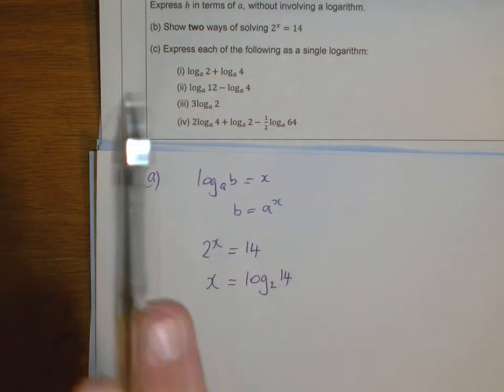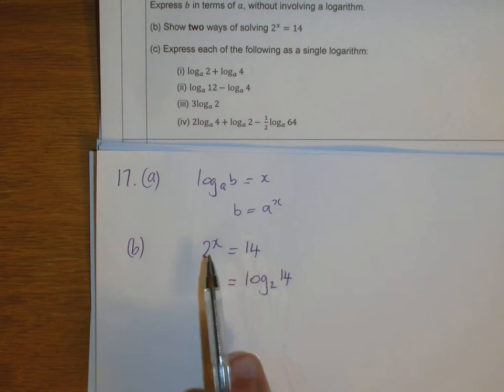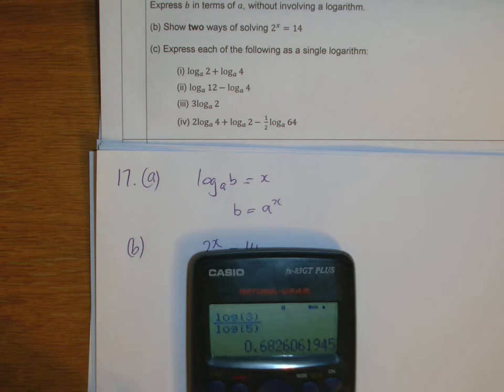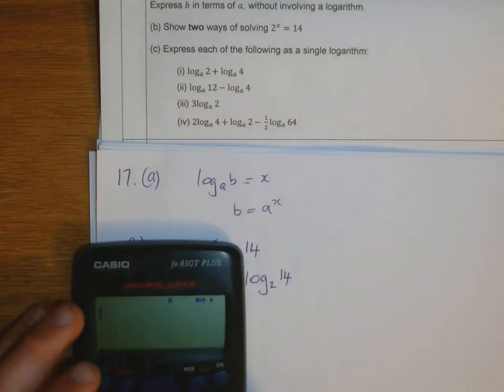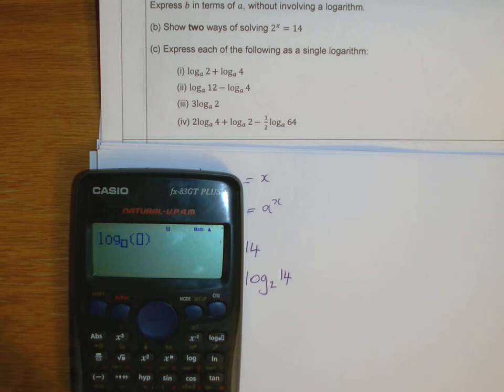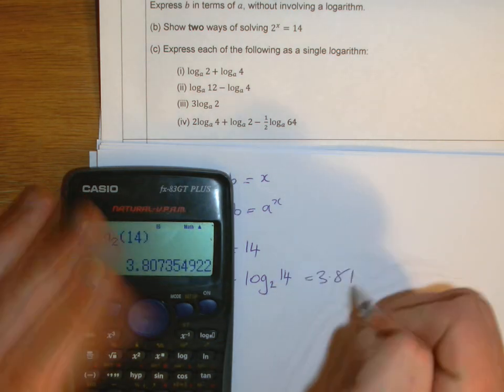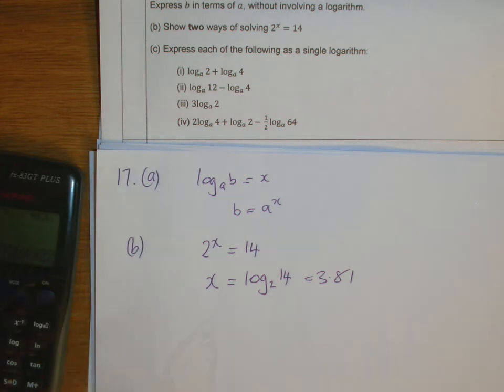So you can see I've gone opposite to what went on in part A. Here's my base, that's my power. I could take it back if I wanted to: 2 to the power x. So it's using logarithms to actually work out x. You can work this out on your calculator. There's a button for logarithm with different bases. So I can put logarithm base 2, and that equals 14. We put that in, and we get our answer 3.81.